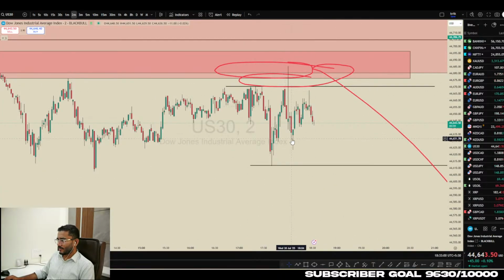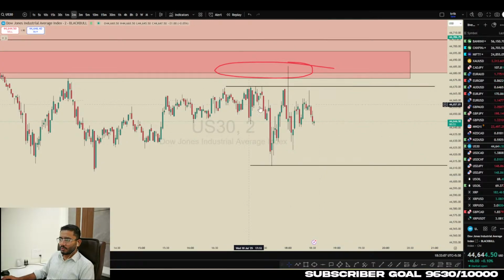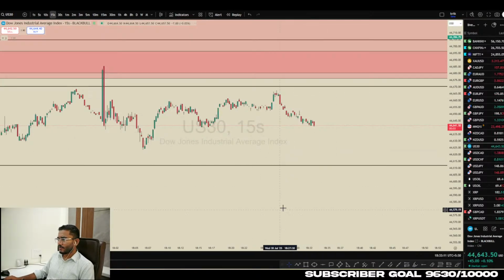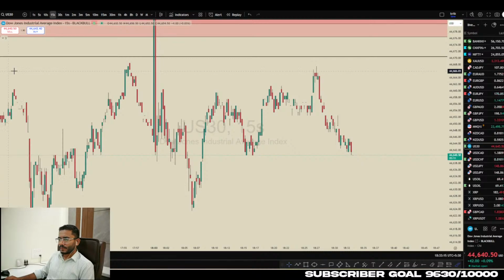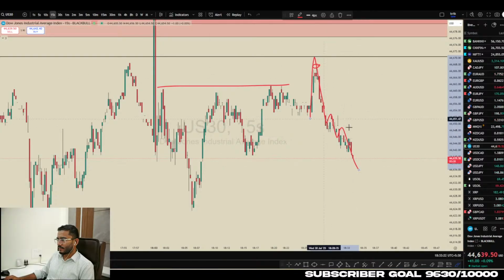This is the wick which mitigated and swept out all this liquidity. If we go to lower time frame, like on the 30 seconds, maybe lower, here price has met this liquidity. This move liquidated this structure, and now it will continue to the downside.